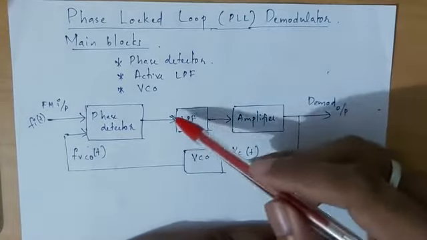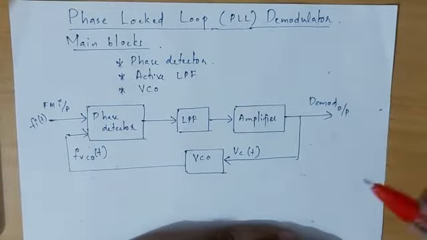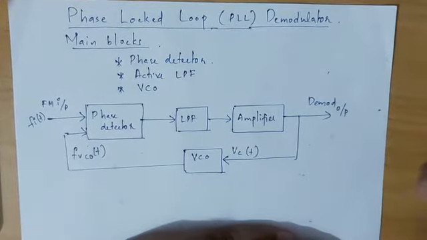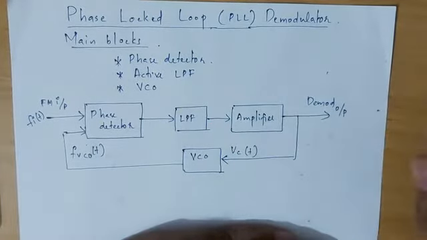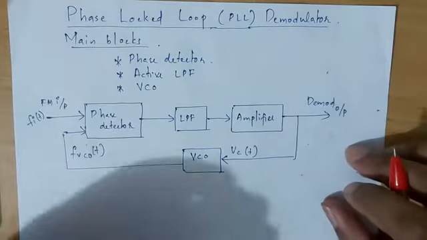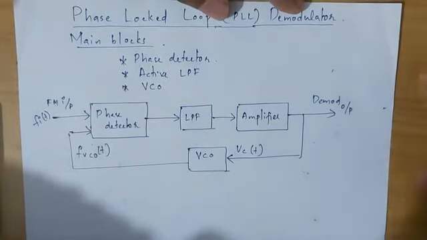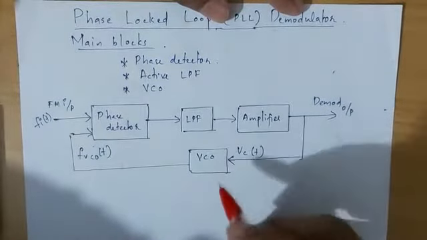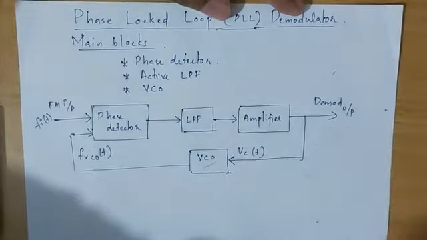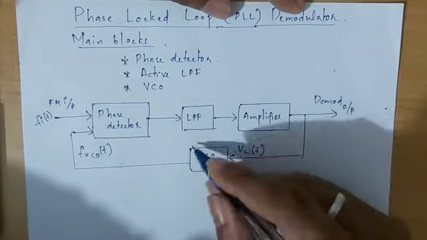And here we have an active low pass filter. The active low pass filter will pass only the difference signal. The frequency subtracted signal will be passed through the low pass filter. Other signals will be rejected using this active low pass filter. And in the next section we have an amplifier which will amplify the incoming signal, and that signal will be given to the VCO, that means voltage controlled oscillator, and this signal will act as the control voltage for the VCO.